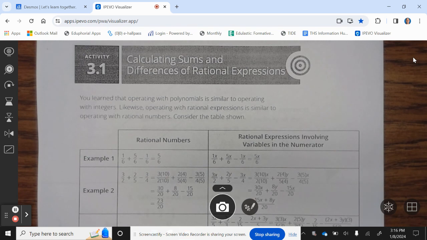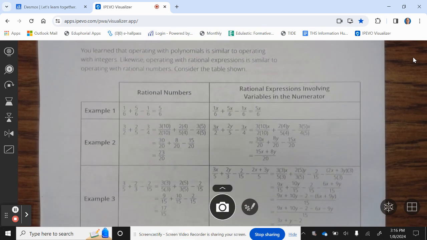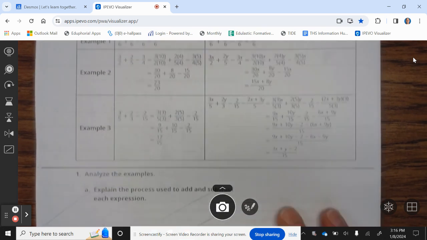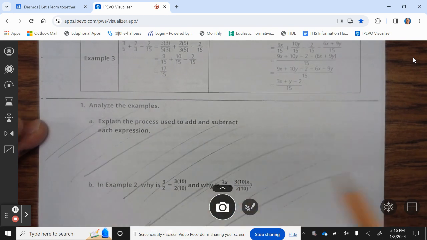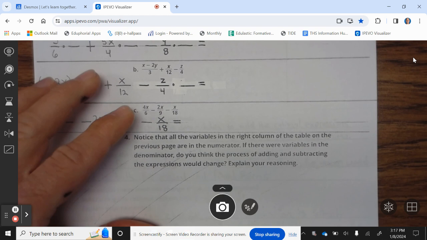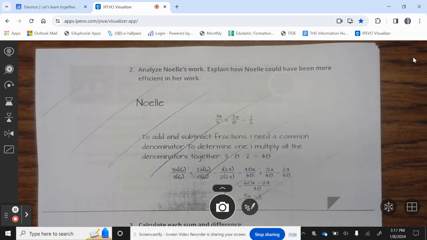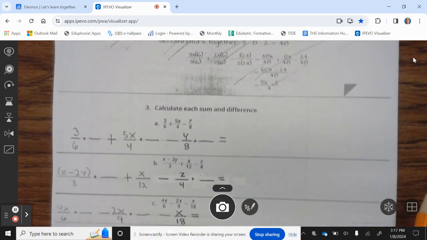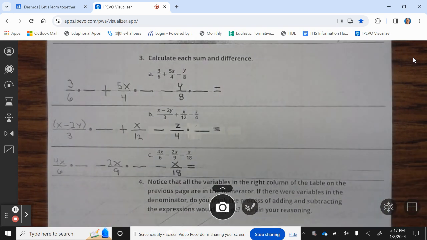Activity 3.1. Calculating sums and differences of rational expressions. You learned that operating with polynomials is similar to operating with integers. Likewise, operating with rational expressions is similar to operating with rational numbers. Consider the table shown. All right, go ahead and look over the table. All right, go ahead and mark off that. Let's take a look at the next page. Number 2. Go ahead and mark that out. All right, number 3. Calculate each sum and difference.